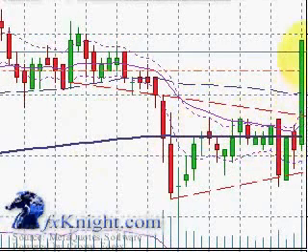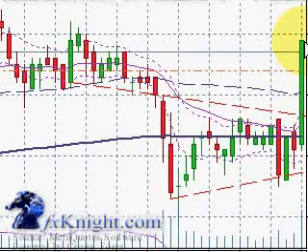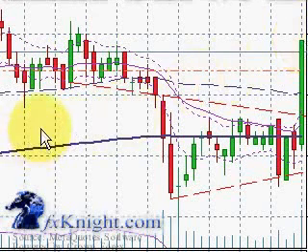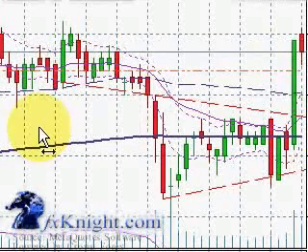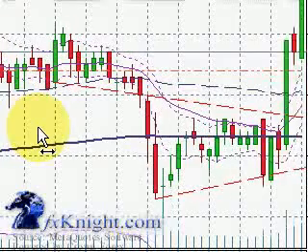There's our first spike. Look at that. Broke clean through, closed way up here. And I would say that's pretty safe to enter long. Let's see what we got here.